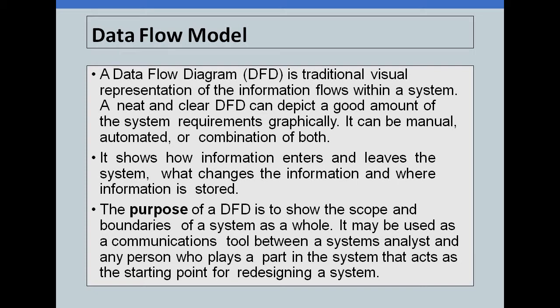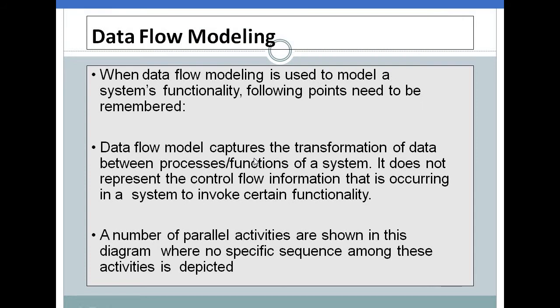So the main purpose of DFD is to show the scope and boundaries of a system as a whole. It may be used as a communication tool between a systems analyst and any person who plays a part in the system, and it acts as the starting point for redesigning a system. So, data flow modeling is used to model a system's functionality. Following points we will remember.